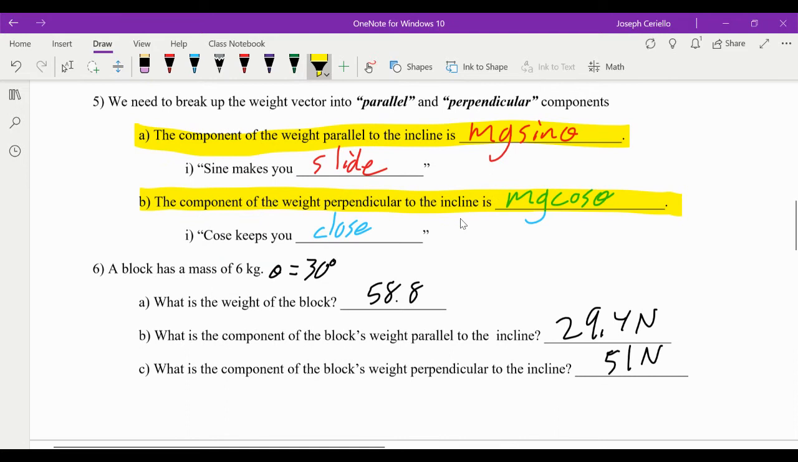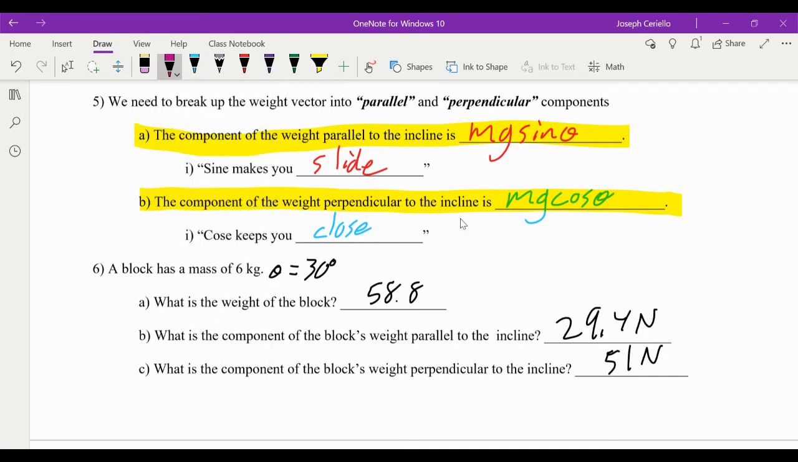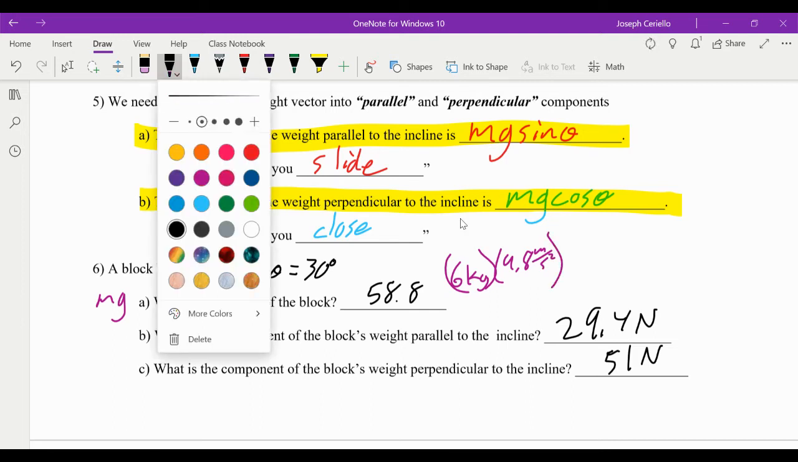So let's say you have a block with a mass of 6 kilograms on an incline of 30 degrees. What is the weight of the block? That's simply mg. So this is going to be 6 kilograms times 9.8 meters per second squared, and you get 58 newtons. Let me fix that, put newtons on there.